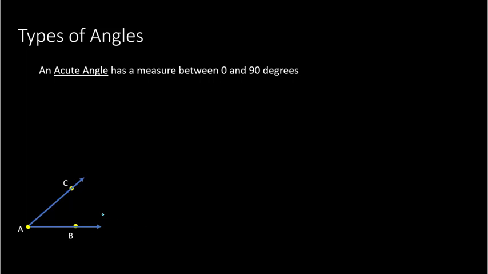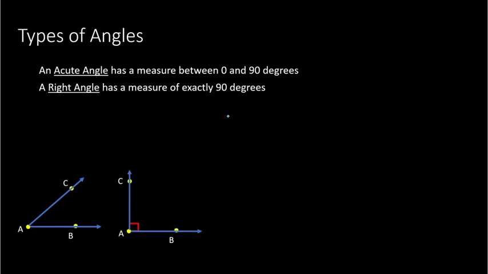Now with angles, we have different types of angles. So the first type is what we call an acute angle. An acute angle is a small angle with a measure between 0 and 90 degrees. So that'll look something like this right here. So this would be an acute angle. Now a right angle has a measure of exactly 90 degrees. So if it's like this here, where it forms an L shape, that is a 90-degree angle, and that makes it a right angle. So an acute angle is smaller than 90 degrees. So this first one was acute because it's smaller than the right angle.